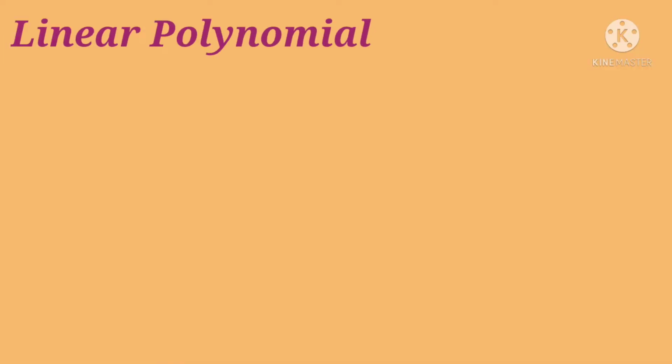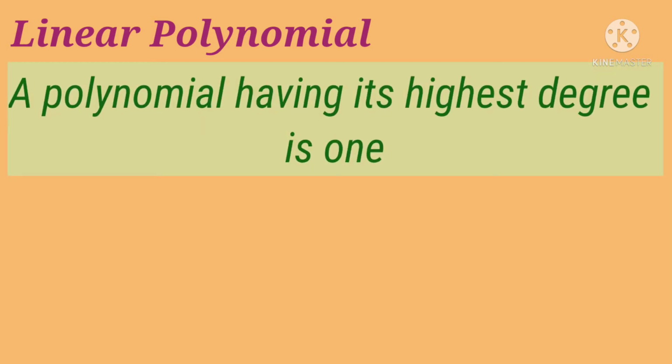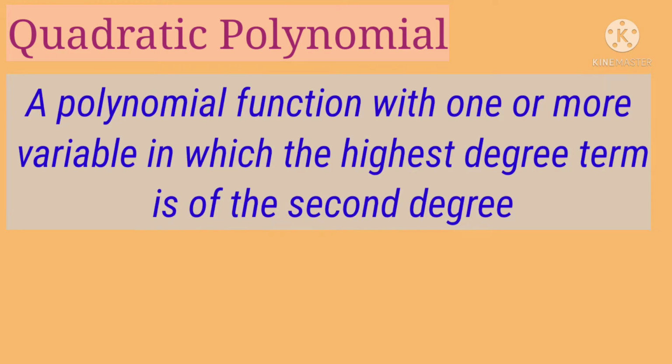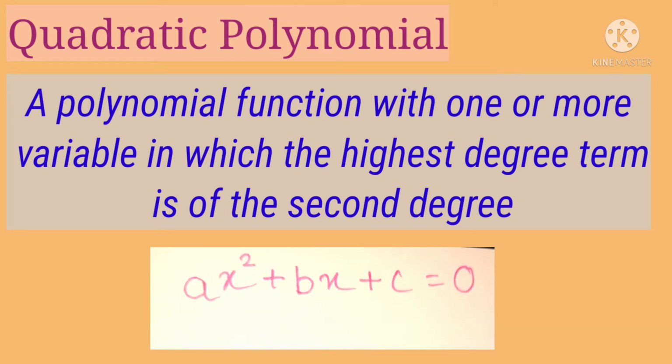Now what is a linear polynomial? A polynomial having its highest degree as 1 is called a linear polynomial. For a general equation we can take ax plus b is equal to 0, in which the highest degree of the variable is only 1, so it is a linear polynomial. The quadratic polynomial is a polynomial function with one or more variables in which the highest degree term is of the second degree. The general equation is ax square plus bx plus c, in which the highest degree term is of the second degree, that is, 2 is involved. Then it is called a quadratic polynomial.